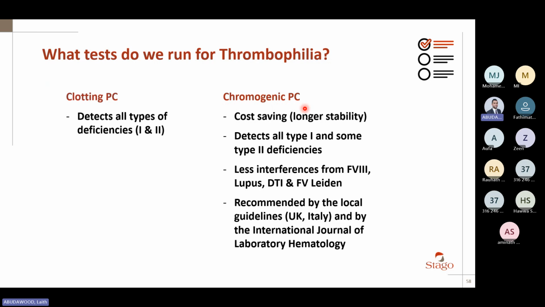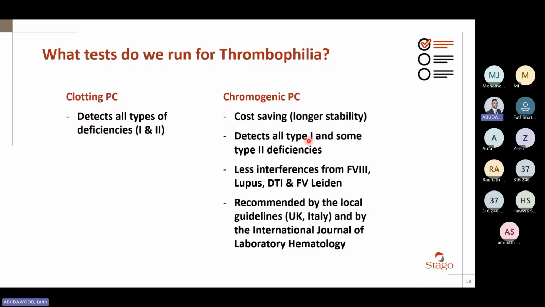Chromogenic protein C is the one that is normally recommended, as you can see, by local guidelines in the UK and Italy, and by the International Journal of Laboratory Hematology. Why? First of all, it's much cheaper to run the chromogenic protein C assay. The clotting protein C is expensive, okay? Chromogenic protein C has an issue though.